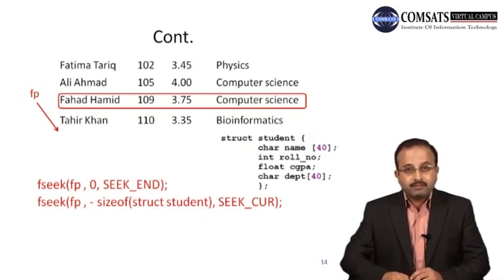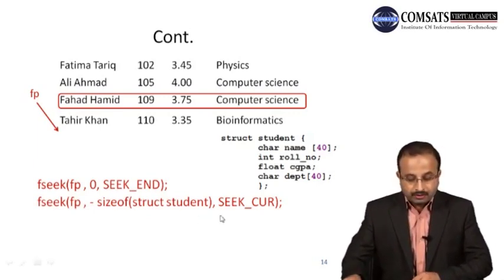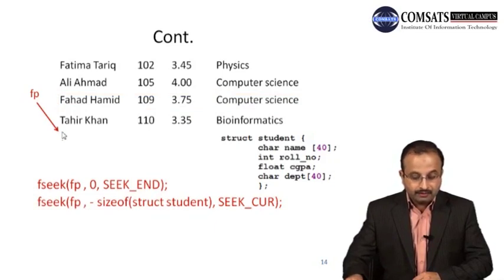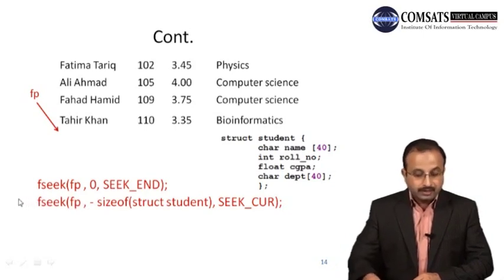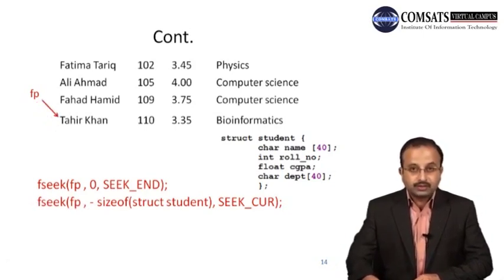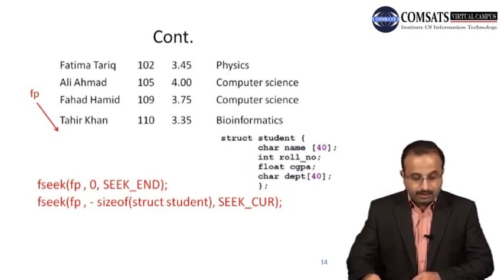We don't want to move forward, we want to move backward. So SEEK_CUR, what is the current position of the file pointer? That is this position here at the end of the file. So move fp from the current position, that is this position, by minus 88 bytes. So what is minus 88? This Tahir Khan record, that is 88 bytes. So this means that when this second fseek is successfully executed, the file pointer points to this position in the file. Okay? So now the file pointer is at this position.